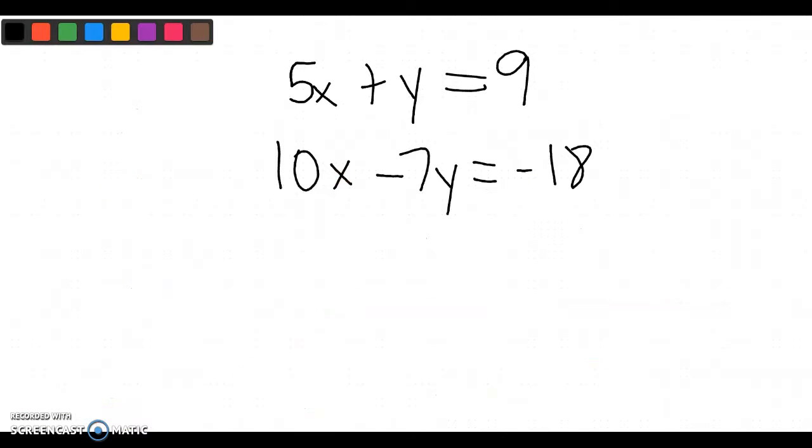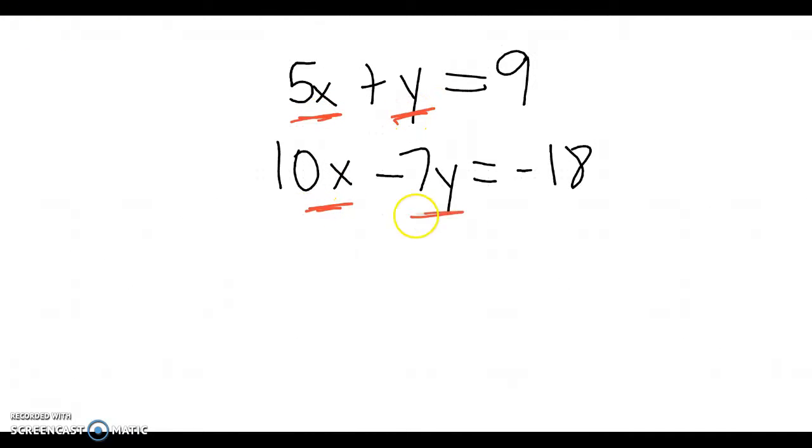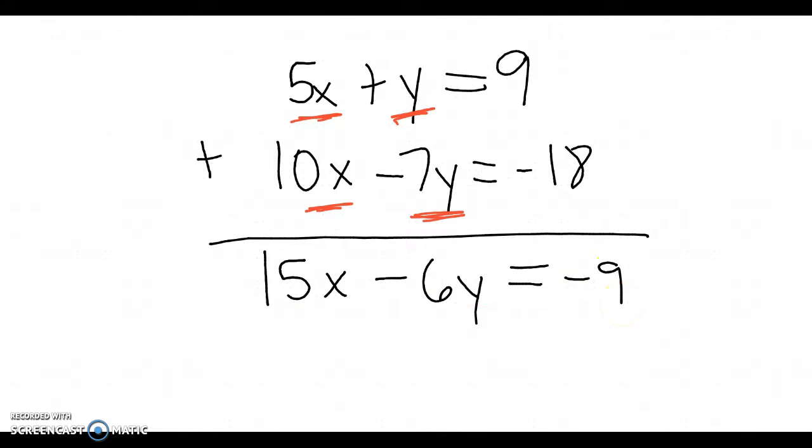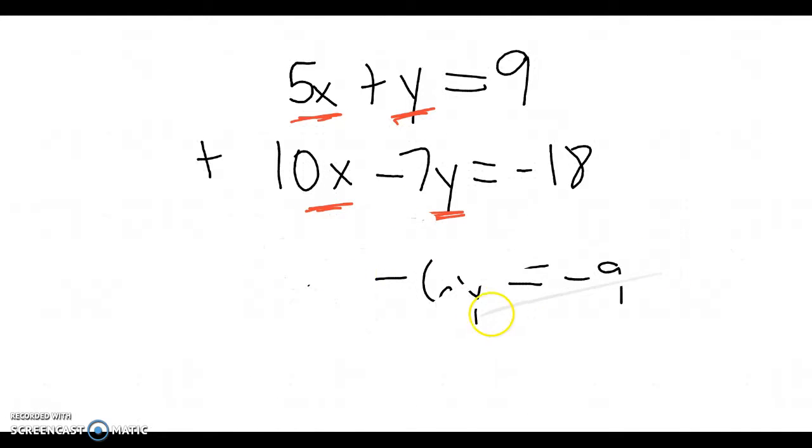Okay, so here's the second type. Again, we have things where x's and y's are on the same side. Now the issue with this is, if I was to add straight down, what I would end up getting would be 15x minus 6y, which is equal to negative 9, and I would go, darn it, nothing canceled. I just made another equation that doesn't even help me. So I'm going to erase this, because that doesn't give me anything that I would want.